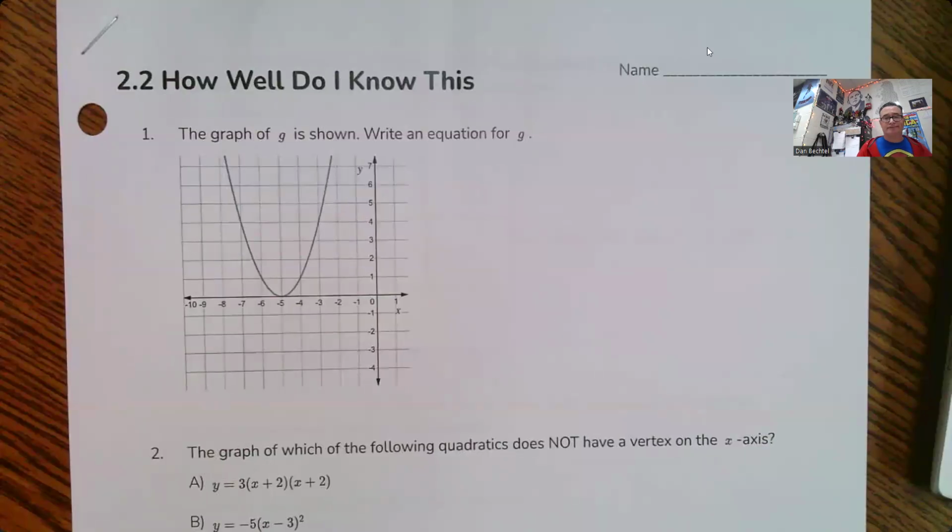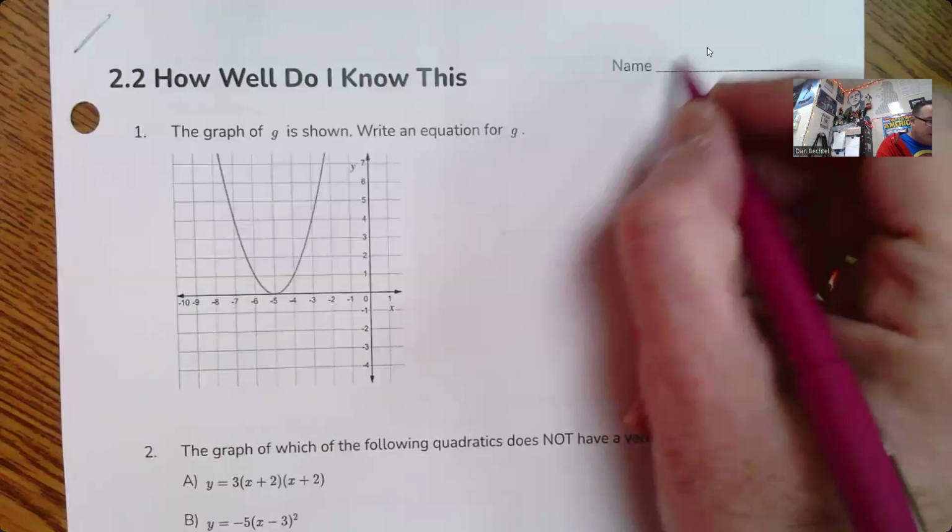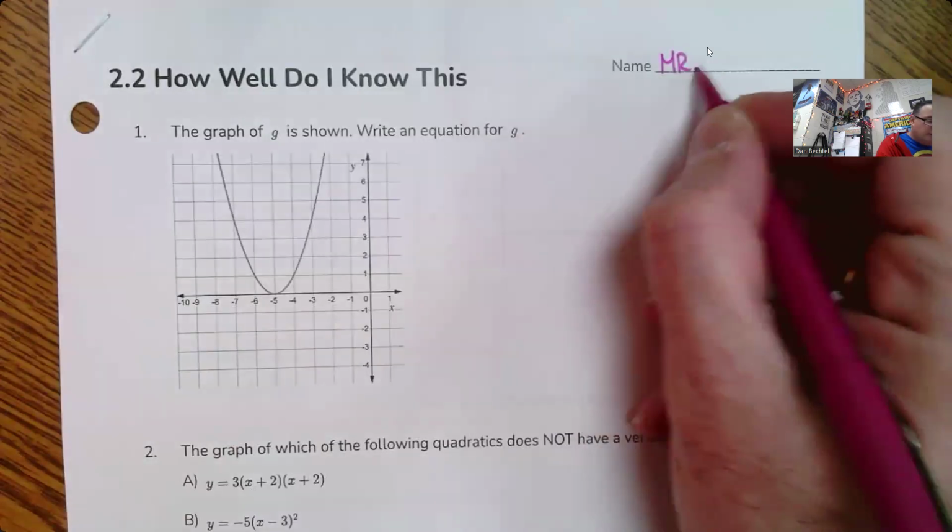Well, hello, everybody. We are going to be going through the "How well do I know this?" from section 2.2, because I'm going to be going. So this is going to be your key.